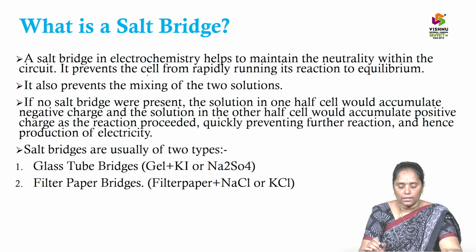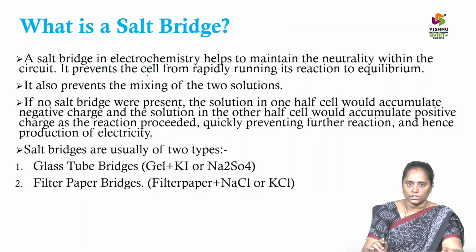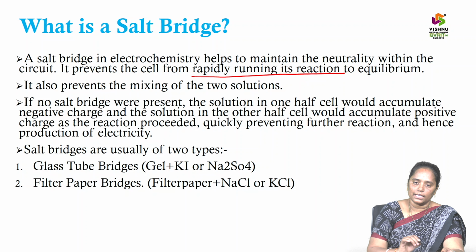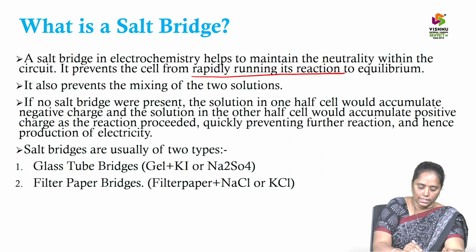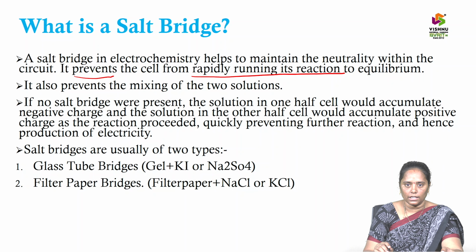Let us see. Generally, the reactions are happening inside the electrochemical cell. Zinc undergoing oxidation, copper undergoing reduction. The reactions happen to reach the equilibrium. The reaction time should not be either rapid or slower. So if there is no salt bridge, the rapid running of reactions takes place. The significance of the salt bridge is that it prevents the rapid reaction time to reach the equilibrium.